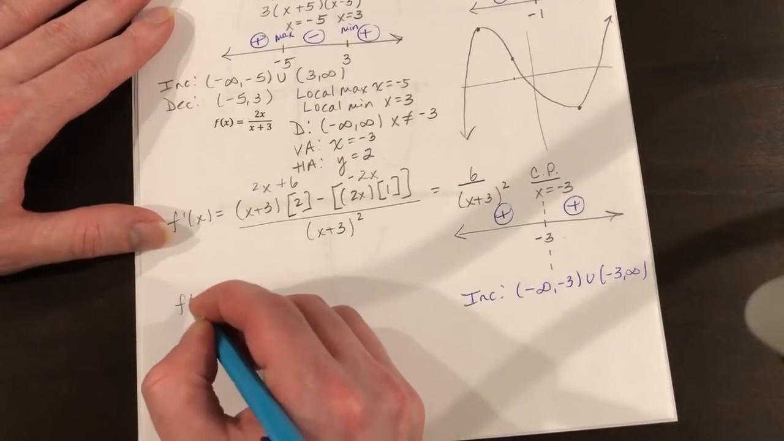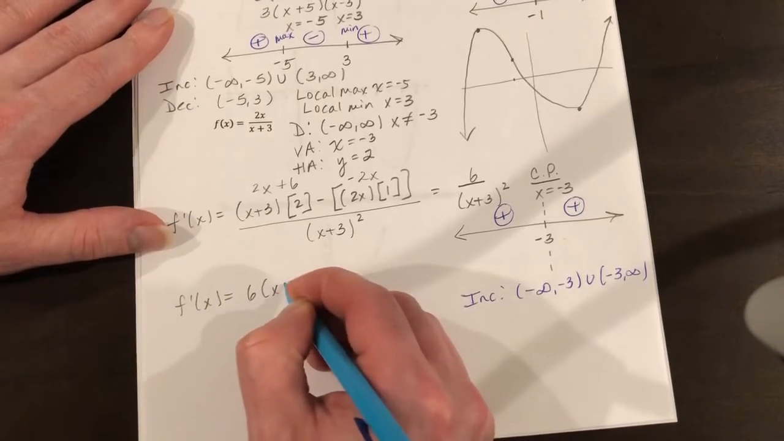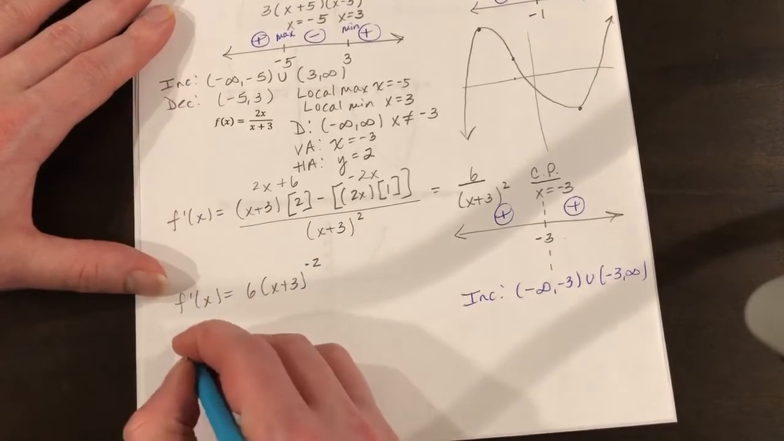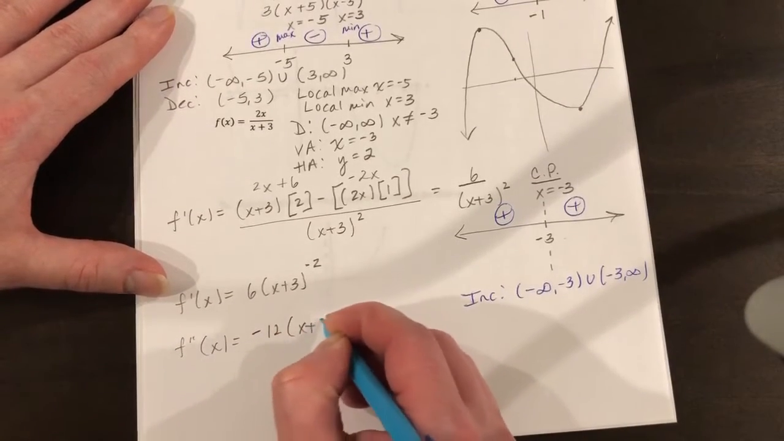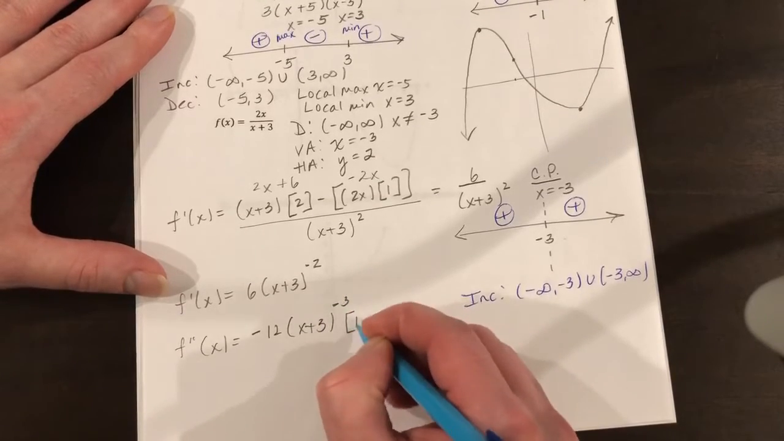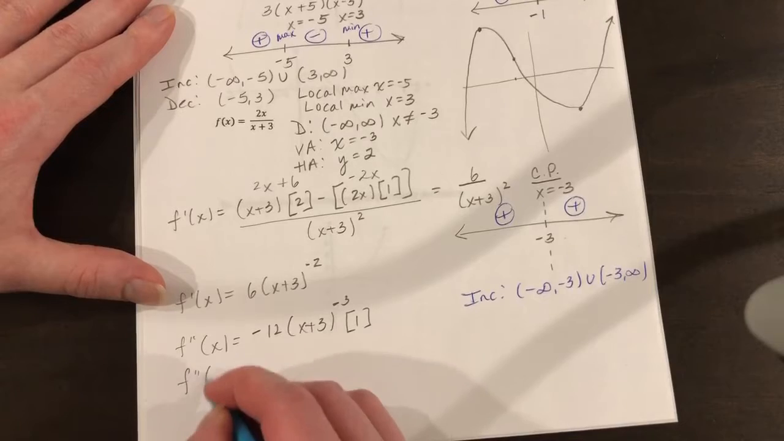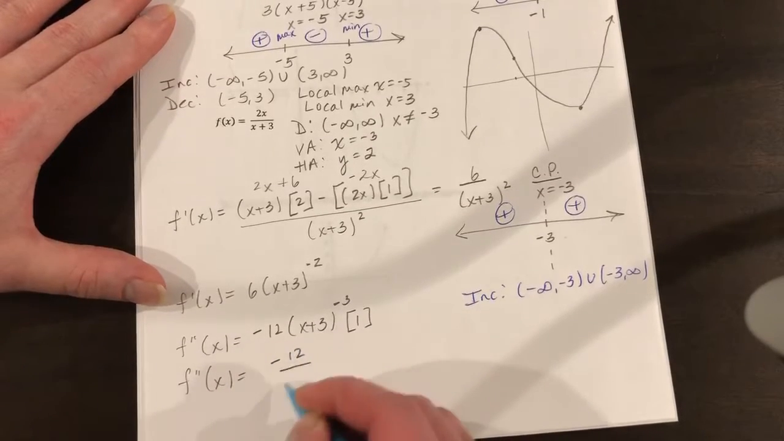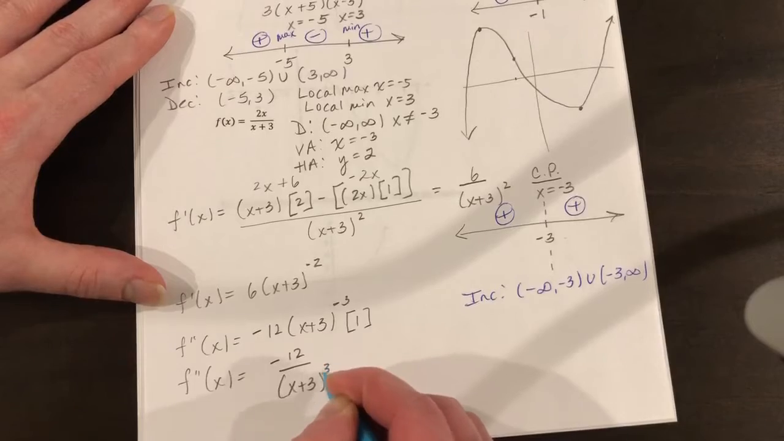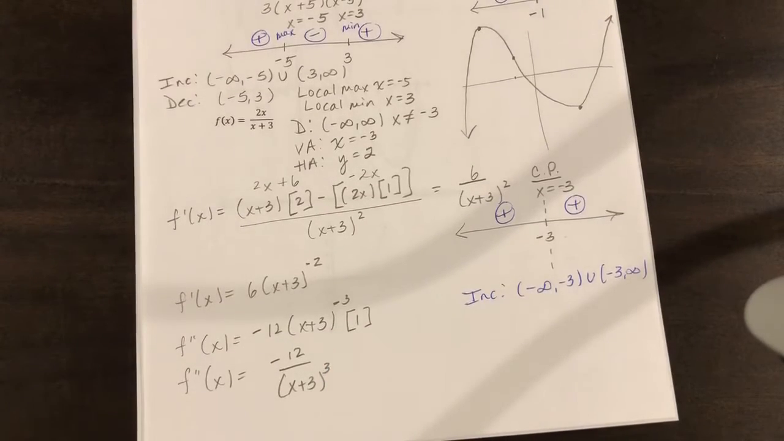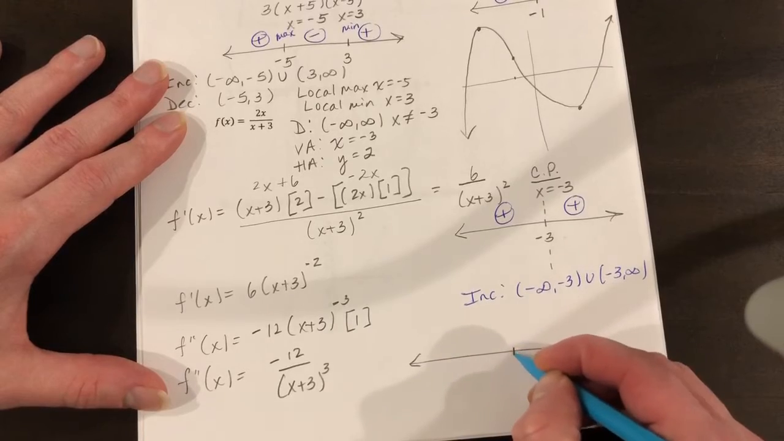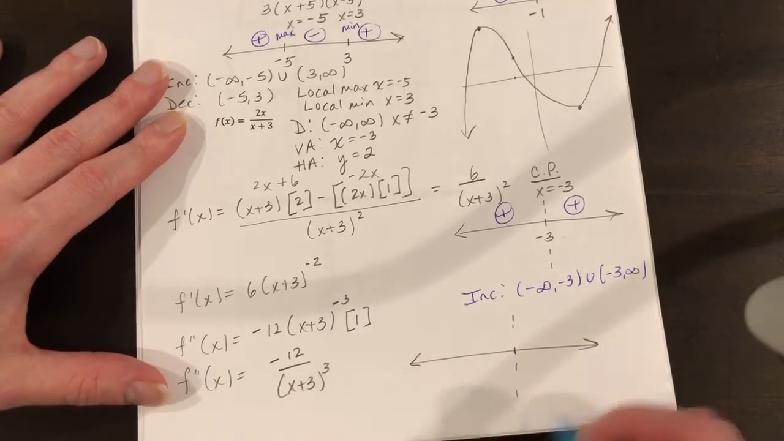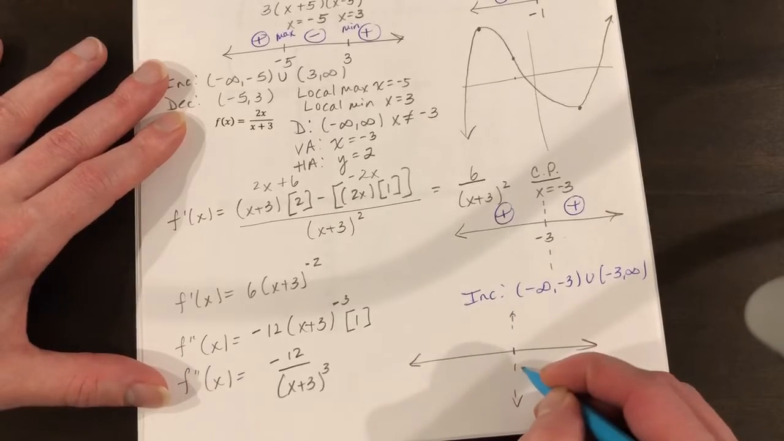I would do a nice little rewrite as 6 times x plus 3 to the negative 2 power. So when I go to do my second derivative, it's negative 12 times x plus 3 to the negative 3 times 1. Okay, so our second derivative looks like that. Now, we're going to have the same issue where the top doesn't equal 0. So the only thing we're going to have where it's undefined is x equal to negative 3.